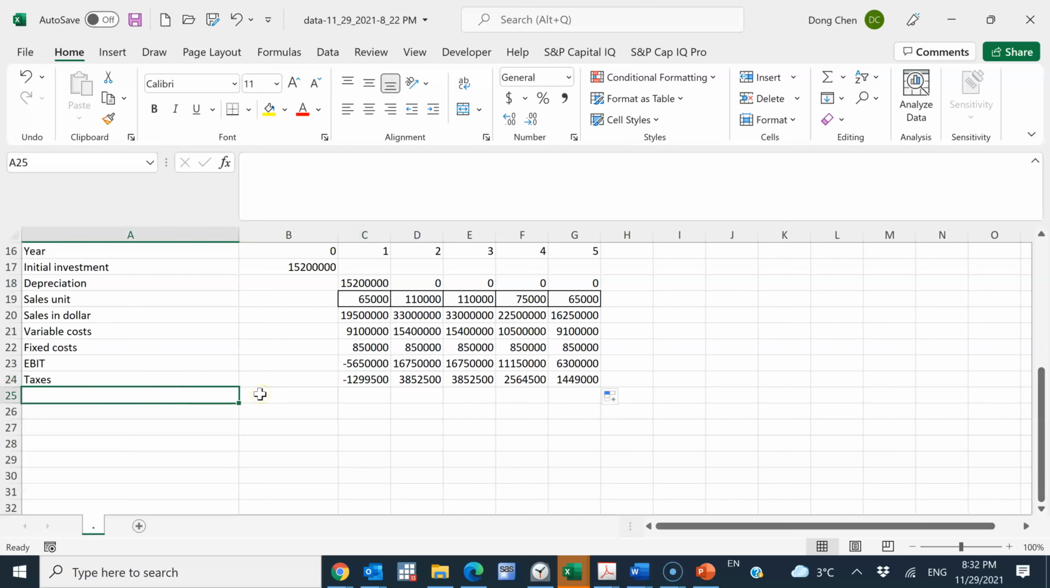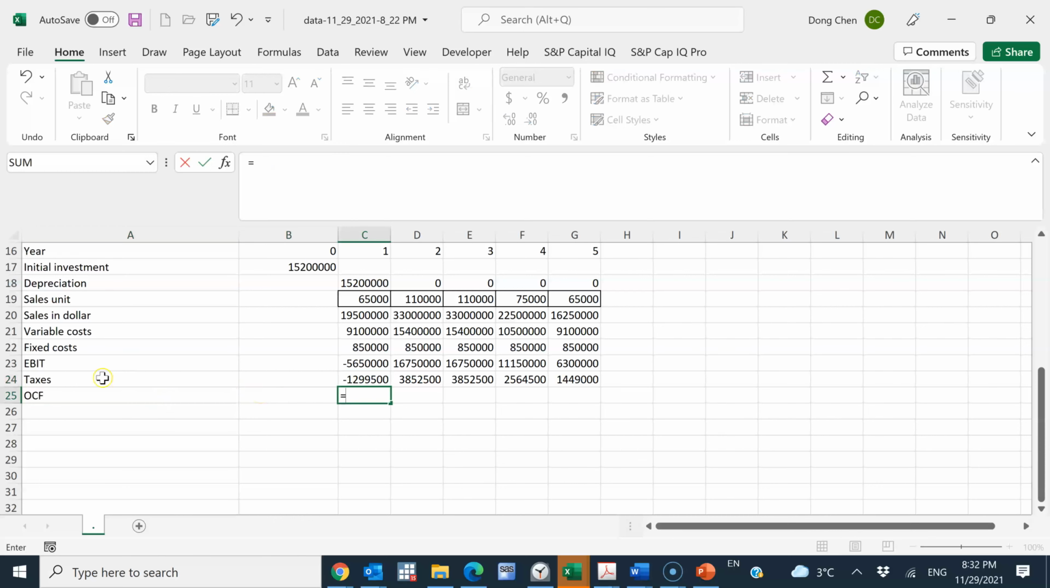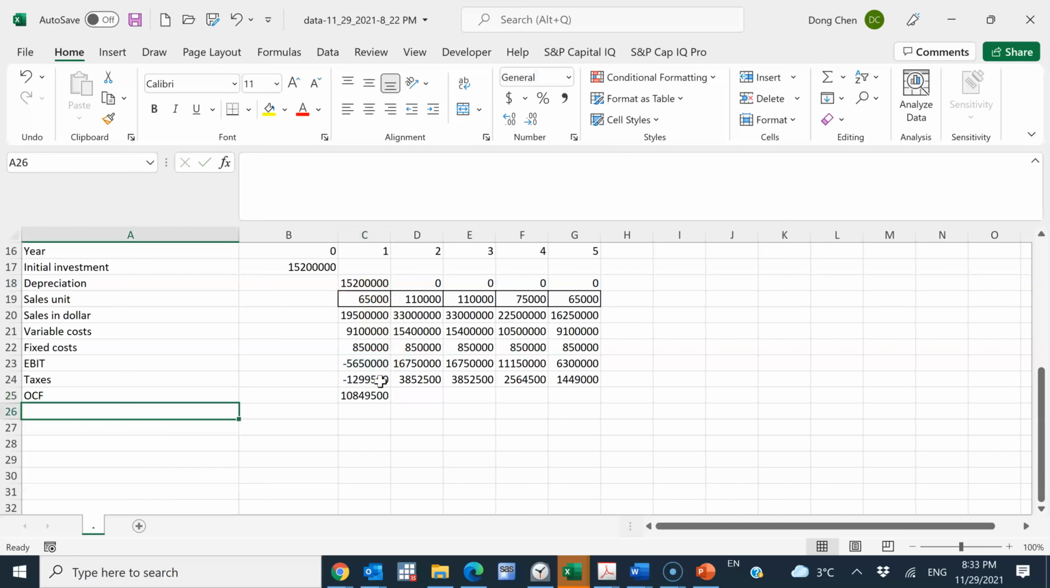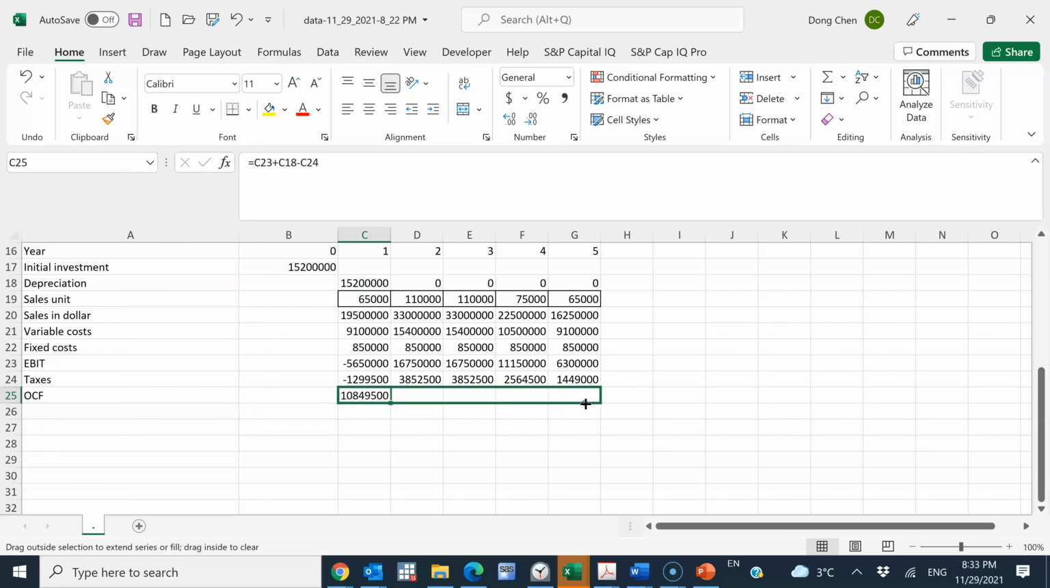So now with that, I can calculate the operating cash flow, which is the earnings before interest and taxes, and then we add back the depreciation, and then we deduct the taxes. As I said, because we are adding back a very large depreciation amount, this actually results in a positive operating cash flow. And now I can extend this to all other years, and Excel will automatically calculate these numbers for me for the operating cash flow.